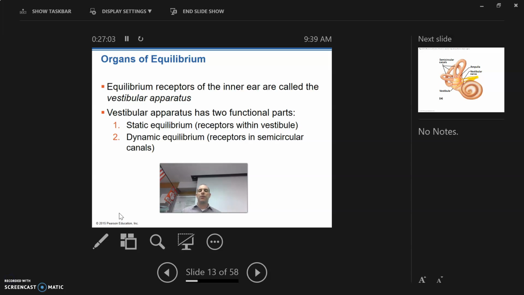Equilibrium receptors of the inner ear are called the vestibular apparatus, and it has two functional parts. One is called static equilibrium. The other one's called dynamic. Remember, static is kind of staying still, and dynamic is moving throughout. So we're going to get to the explanation of those a little bit later on in a different set of notes.